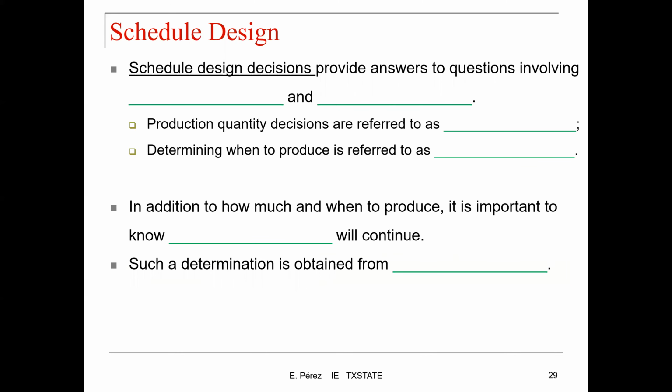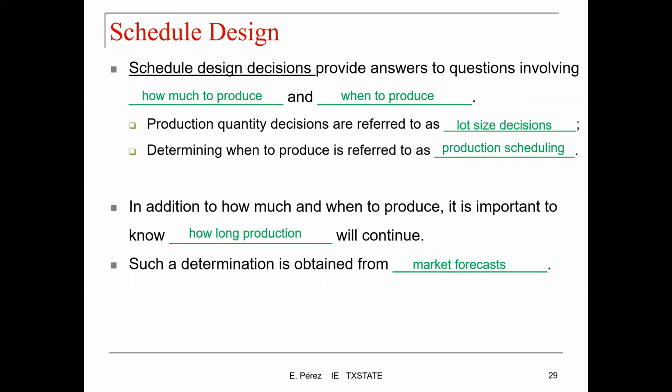So let's talk about schedule design. Schedule design decisions provide answers to questions involving how much to produce and when to produce. Production quantity decisions are referred to as lot size decisions. And determining when to produce is referred to as production scheduling. In addition to how much and when to produce, it is important to know how long production will continue. Such a determination is obtained from market forecasts.